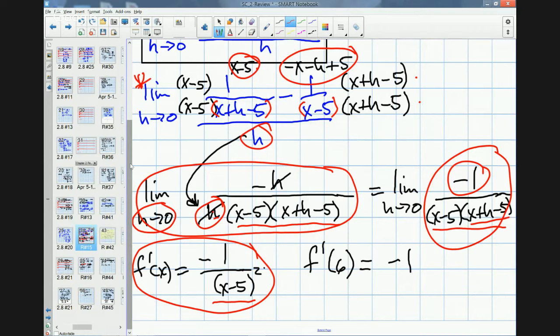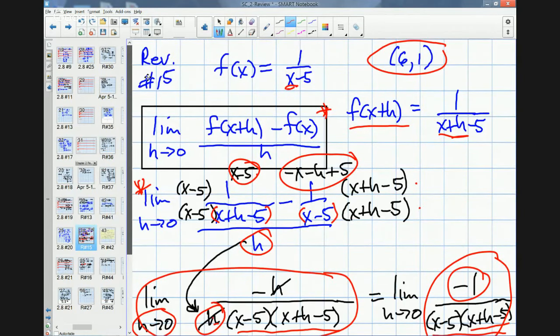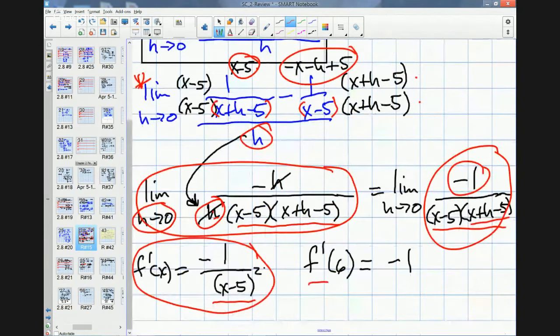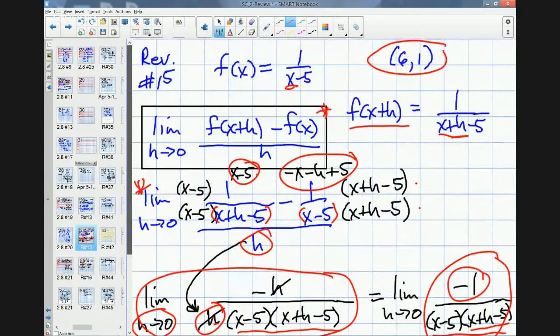Then going back, they said do this at x equals 6. So what's f prime at 6? 6 minus 5 is 1. 1 squared is 1. Negative 1 over 1 is negative 1. I believe, yeah, that's what they asked you to find. So there's number 15 on the review. Again, you can send questions my way.